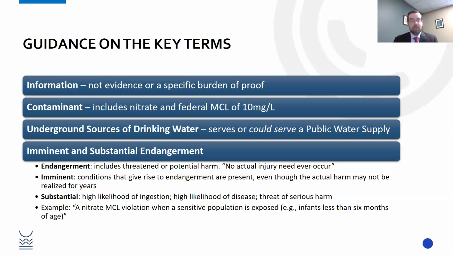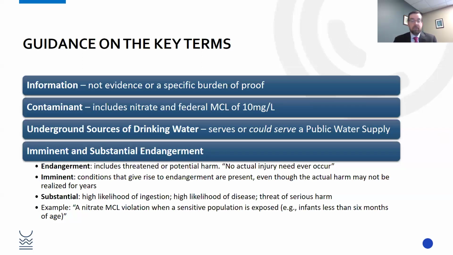Next, the term contaminant has some specific meaning as well. Under the Safe Drinking Water Act and the guidance document to implement the emergency authority, it's clear that nitrate is considered a contaminant. There's a federal requirement that drinking water be below 10 milligrams per liter to protect against acute problems from nitrate in drinking water.